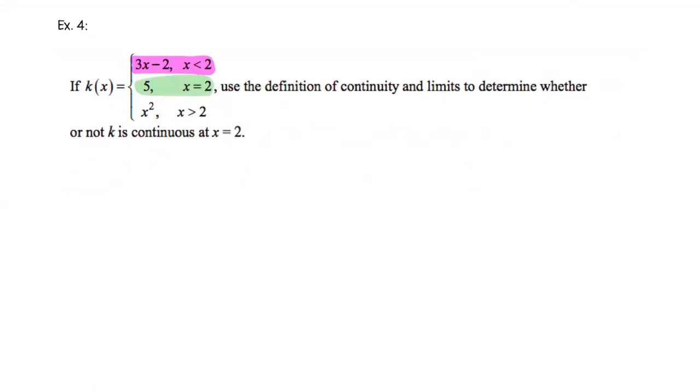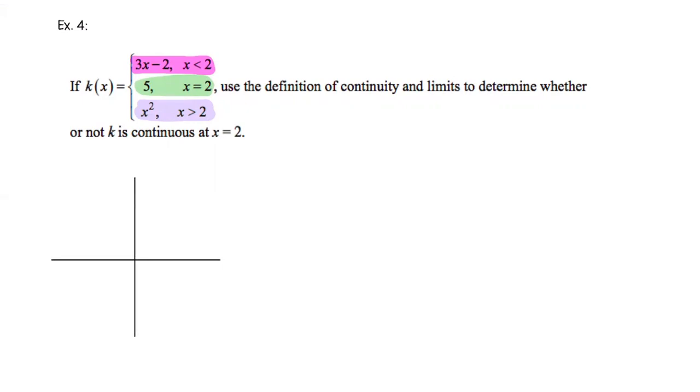And finally, at x bigger than 2, we're going to have the function as x squared. Okay? All right, so let's see what's happening. Now if you are a visual person, it might help to draw a little picture just to see what this graph looks like.